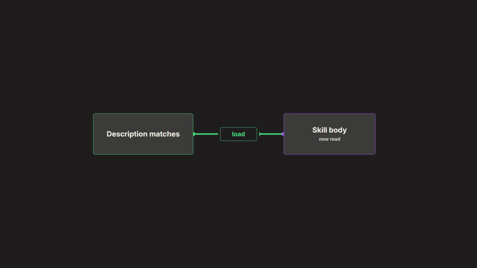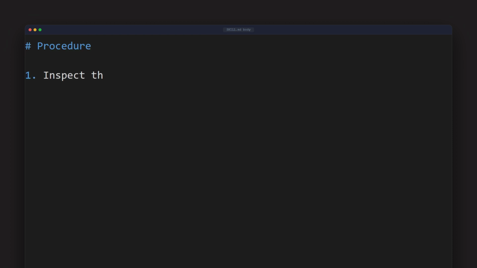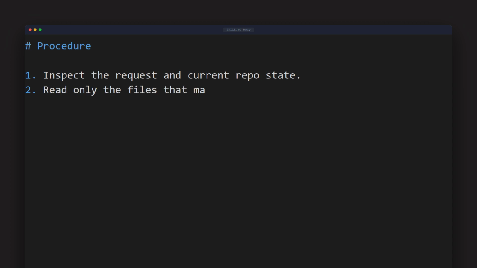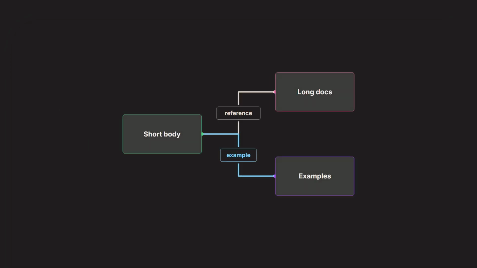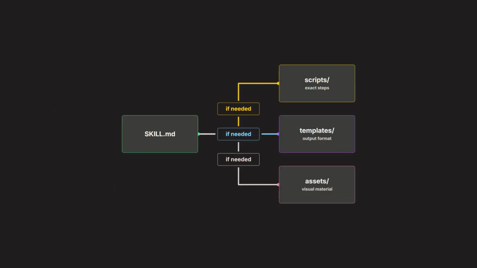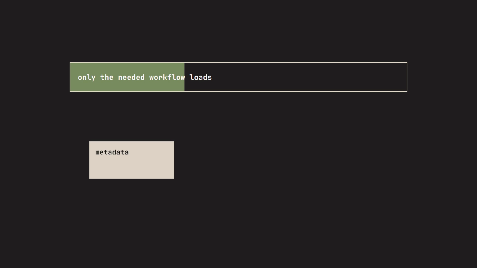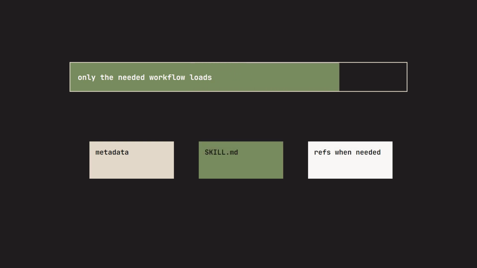After the description triggers, the agent reads the skill body. That body should not become another giant prompt. It should give the agent the operating procedure: what to inspect first, what order to follow, what files matter, what tools are appropriate, what to avoid, and what the final output should look like. Longer material should move into supporting files. Reference docs, examples, templates, scripts, and assets can sit beside SKILL.md and be loaded only when the active task needs them. This is progressive loading, and it is one of the main reasons skills are useful for larger workflows.